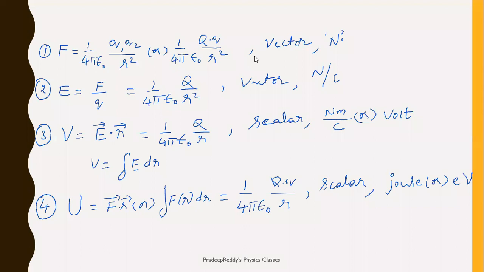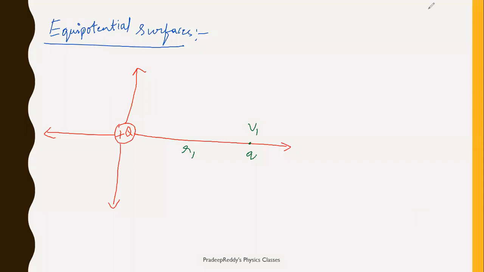And you can write down the relation between electron volt and Joule. 1 electron volt is equal to 1.6 into 10 power minus 19 Joule. This is the relation between electron volt and Joule. These are the things which we have discussed in the past few classes.